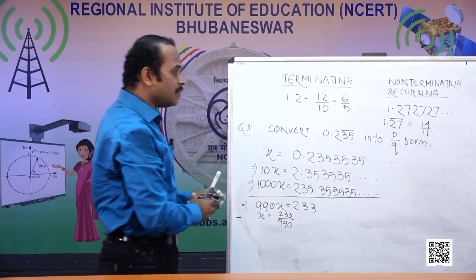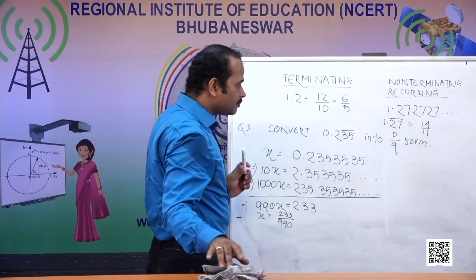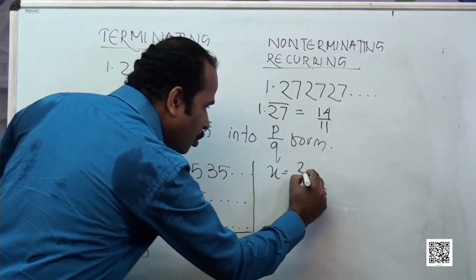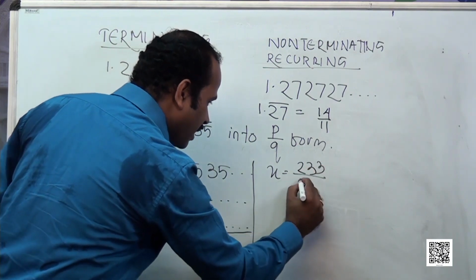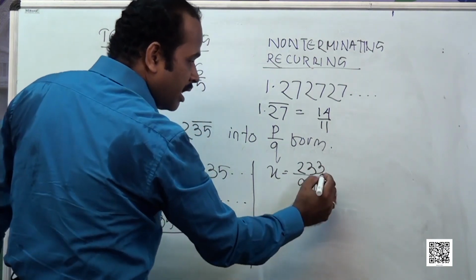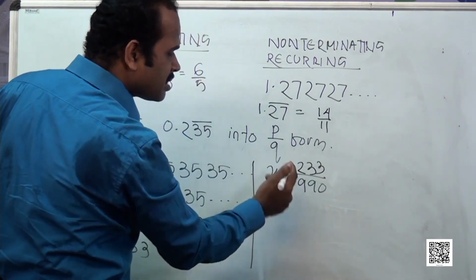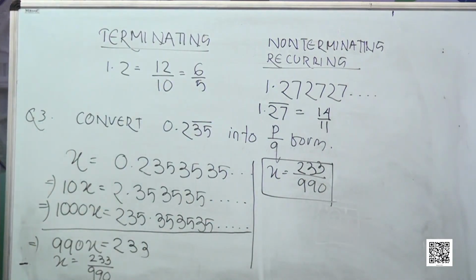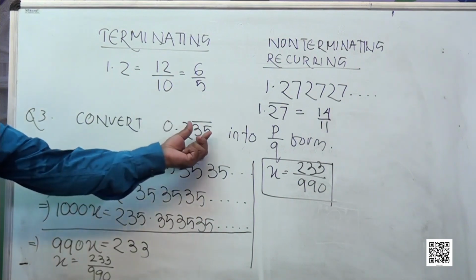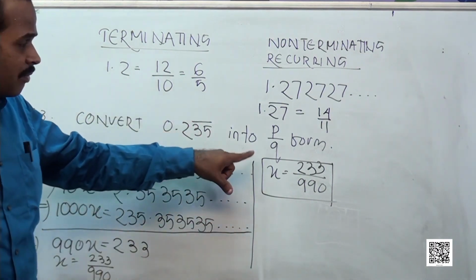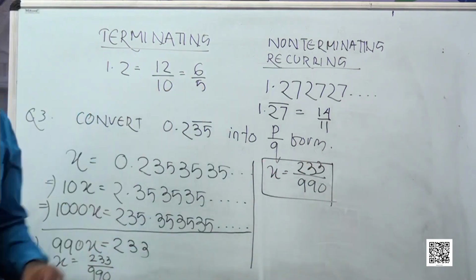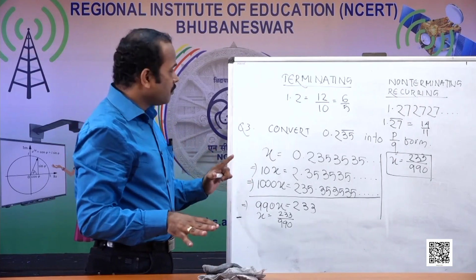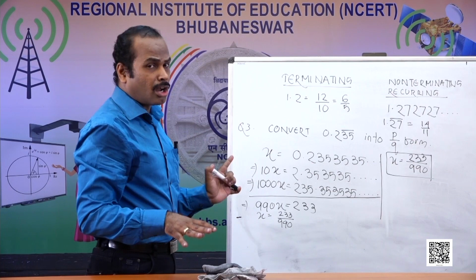So now we can make it simple form, or you will write it here. This x equals 233 divided by 990. If it can be cancelled by any factor, you will do it; otherwise this will be the rational form. Okay. So this number, we find, is 0.235, where 35 is in repeating form. When it is expressed in rational form, it becomes 233 by 990. Okay. Understood now?